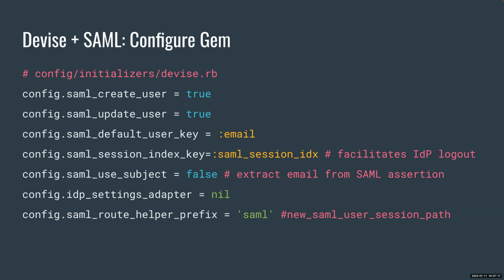The IDP settings adapter is how you do multi-IDP setups. Default is not to be set because you're generally probably hopefully only doing 1. And then the route helper prefix is nice because then you don't override the defaults that Devise provides, and it inserts SAML into there before user, so you don't get new user session path that overrides your HTML kind of version of authentication.